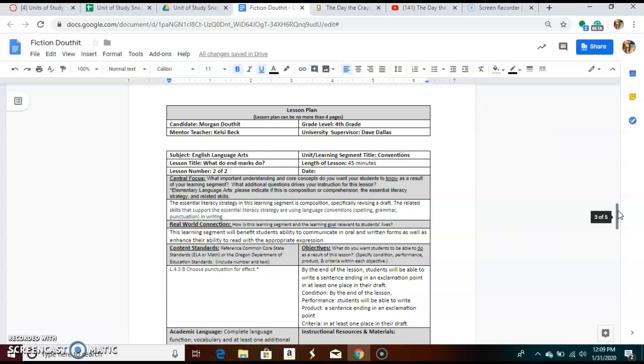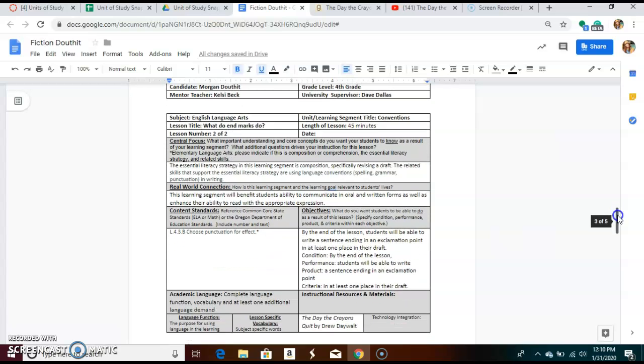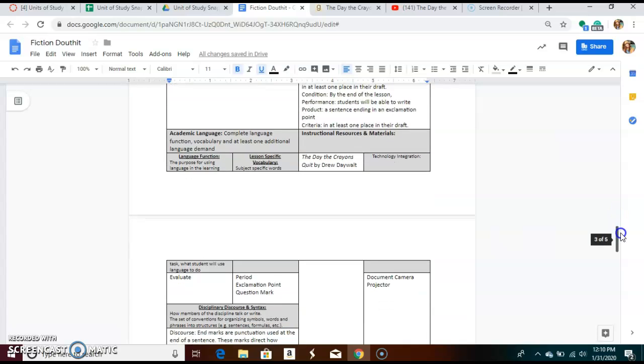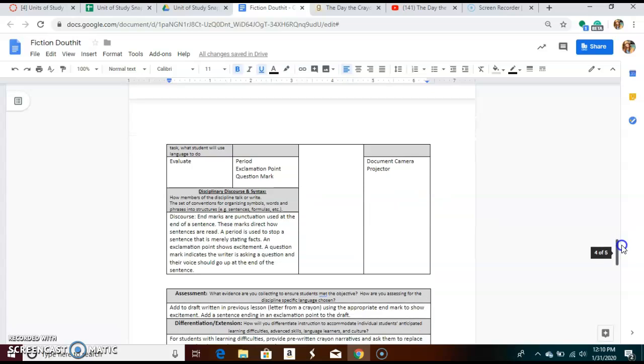The condition being, by the end of the lesson, the performance, students will be able to write the product, a sentence ending in an exclamation point, and the criteria, in at least one place in their draft. I also used the language function evaluate. Same terminology. The discourse for this lesson: end marks, or punctuation used at the end of a sentence.